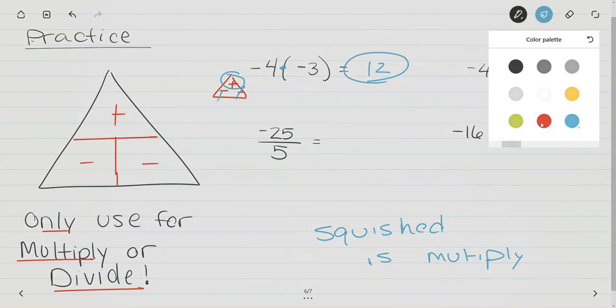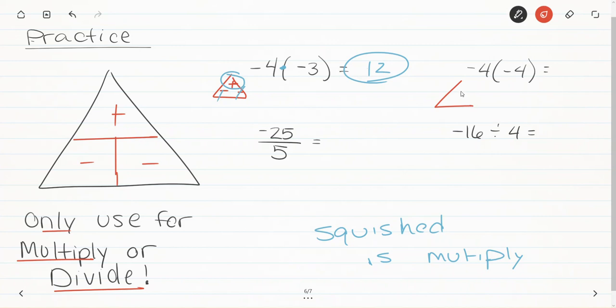Again, I'm going to rewrite my triangle for the next one. Positive floats to the top, negatives on the bottom. I have a negative times a negative, which gives me a positive answer, and 4 times 4 is 16. So I just get a positive 16. So do you see I'm crossing out the ones that I'm using and circling what's left to be my sign?